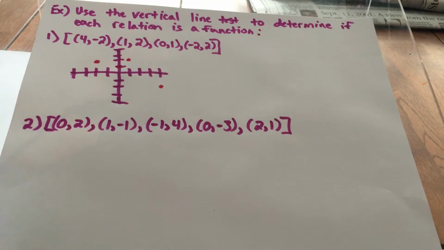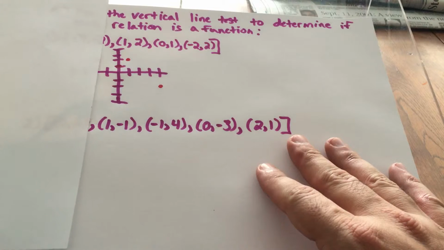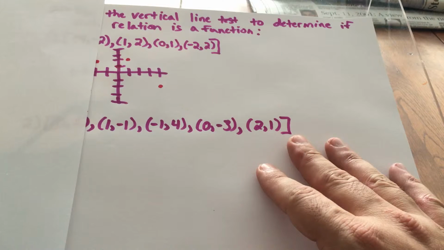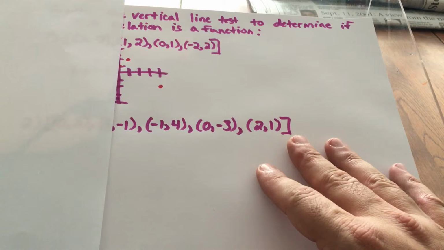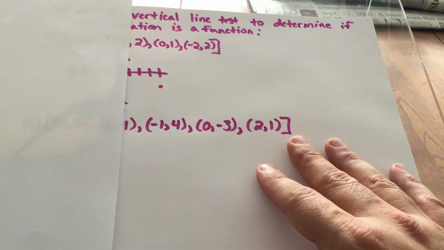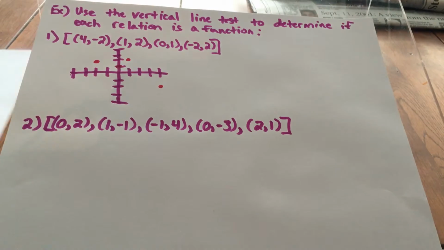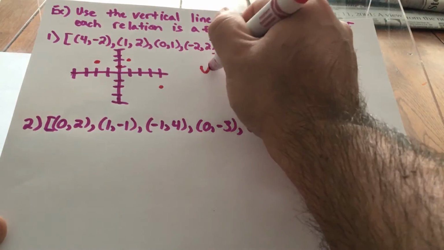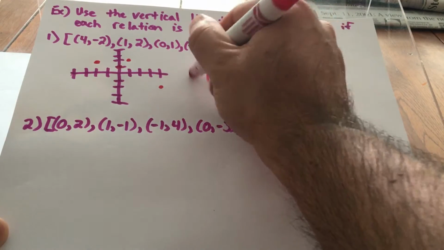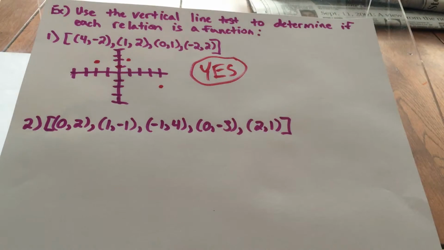So there's our points. Now if you wanted to use the vertical line test, you can slide it across there at each point. First there's a vertical line, it's only touching one point. There's a vertical line, it's only touching one point. There's a vertical line, it's only touching one point. And there's a vertical line, it's only touching one point. So in this case, we can say, yes, this is a function. Take a second and plot the second one and see if you can determine if it's a function or not.